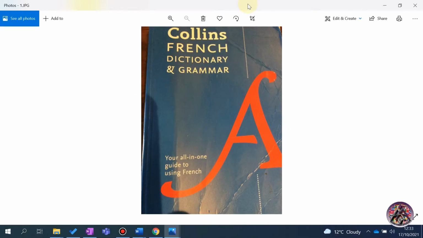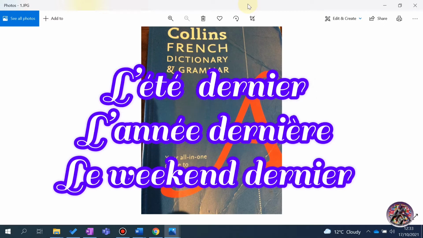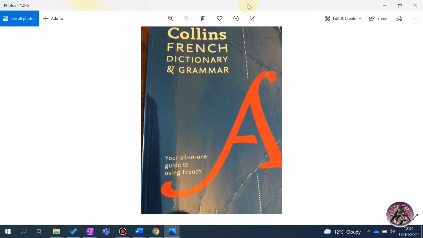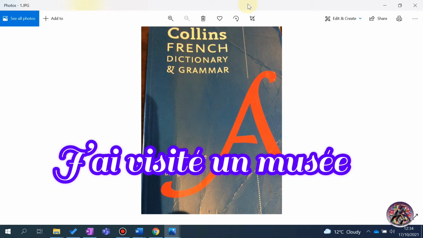The perfect tense is the tense that you use when you are talking about an action in the past that's complete. For instance, last summer, last year, last weekend, I went to France. The action is done and complete. In the directed writing for hire, you often have to talk about something that you've done. So you went somewhere, like say, I visited a museum. So j'ai visité un musée. And this is when you use the perfect tense.